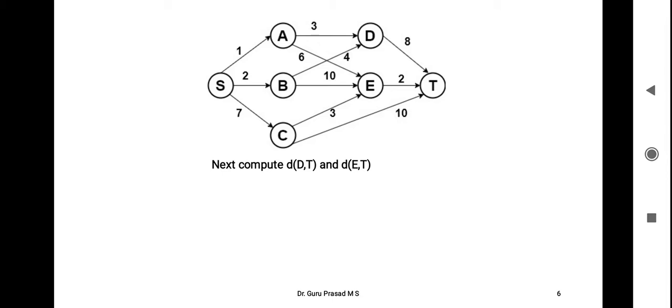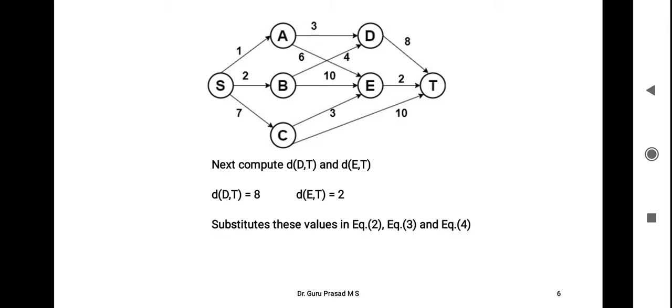Next compute d of D comma T and d of E comma T. D of D comma T equals 8. There is a direct edge from vertex D to T, so the value is 8. D of E comma T equals 2. There is a direct edge from E to T and its weight is 2. Substitute these values in equation 2, equation 3 and equation 4.